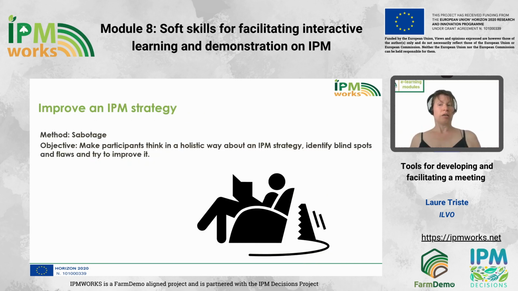Then, if there is an IPM strategy of a farmer you would like to discuss, and you would like to think on how you could improve this IPM strategy, you could use the method of sabotage. It's a really nice exercise because you make participants think on how they could sabotage the IPM strategy of a farmer, and what the blind spots are and how they can be improved. So how do you go?